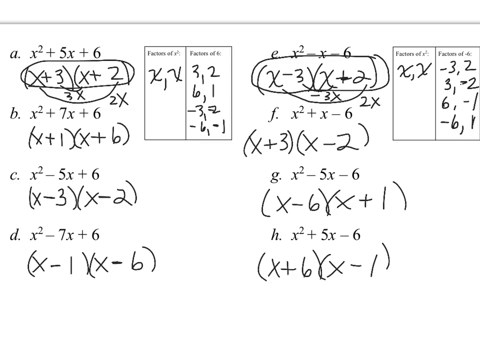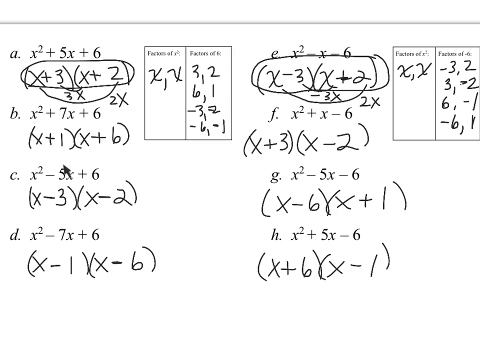The other thing I want to point out is these first 2, everything was positive. That's important to notice because look, all of your signs here are positive. There's no reason to put a negative sign anywhere in this problem. However, here, because this middle term is negative, you had to have a negative times a negative to get +6, but a negative plus a negative to give you -5.